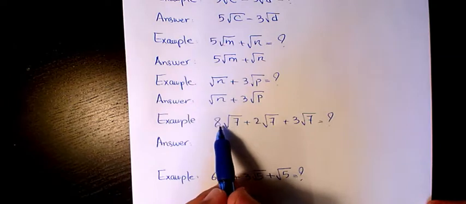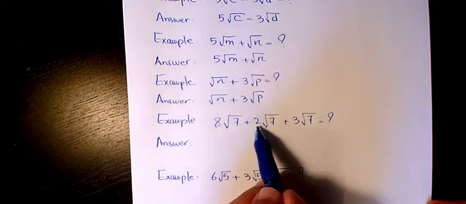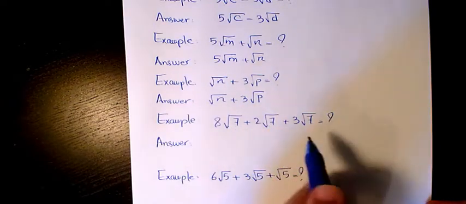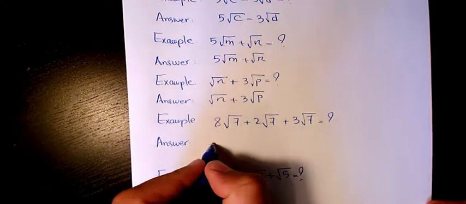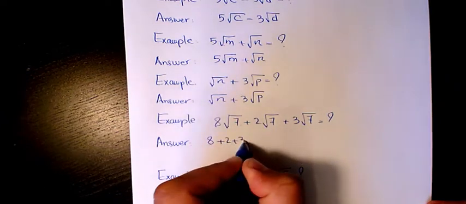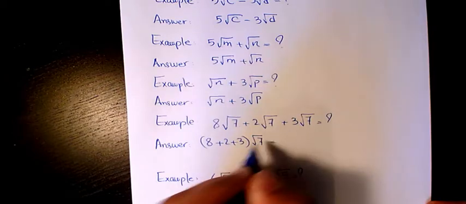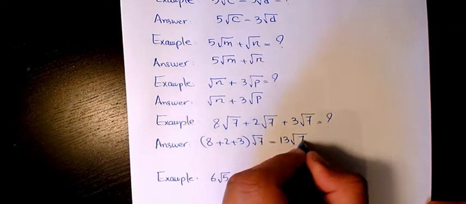Next one, we have 8 root 7 plus 2 root 7 plus 3 root 7. They are all like terms, so we can say 8 plus 2 plus 3 root 7, which makes it 13 root 7.